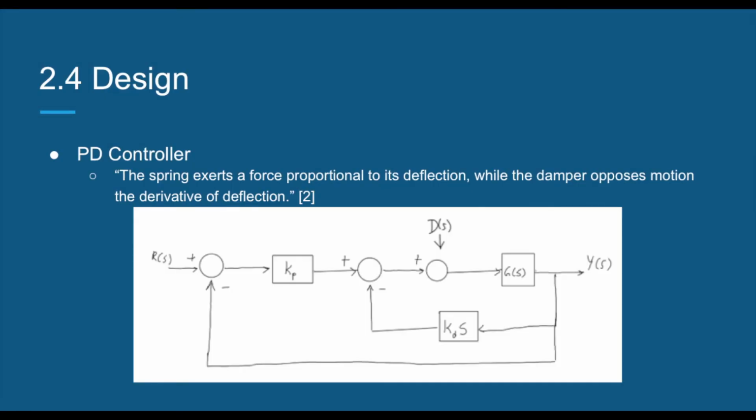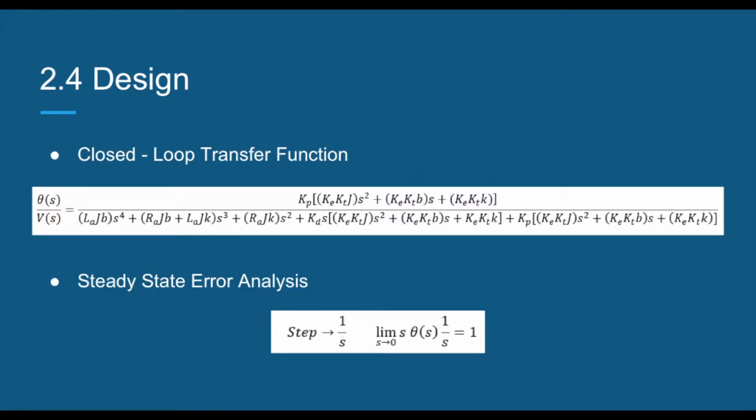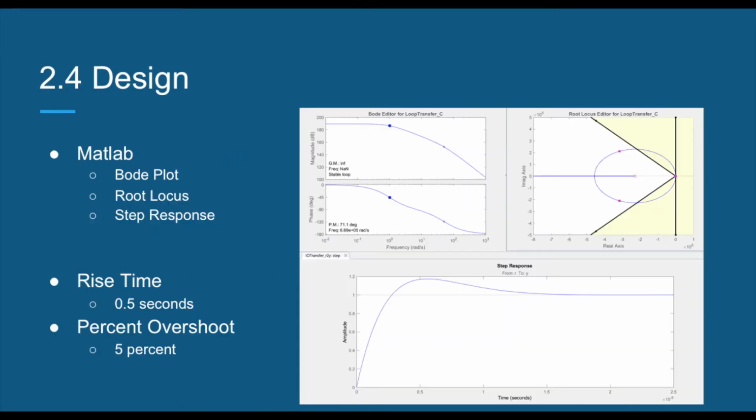A proportional derivative controller was added to the system because of the system's spring and damper in parallel. From the PD block diagram, the closed-loop transfer function seen was derived. This addition brought the steady-state error to 1.